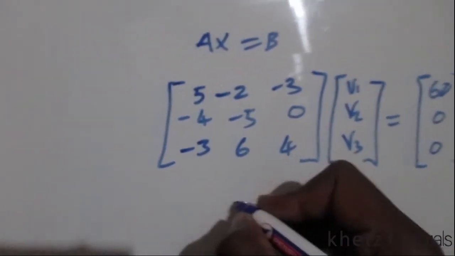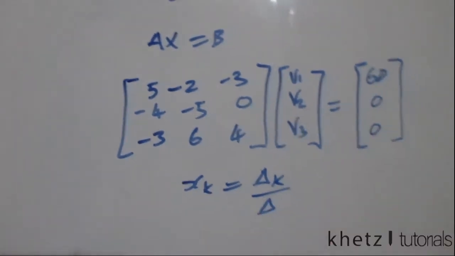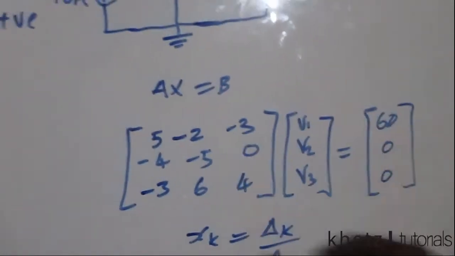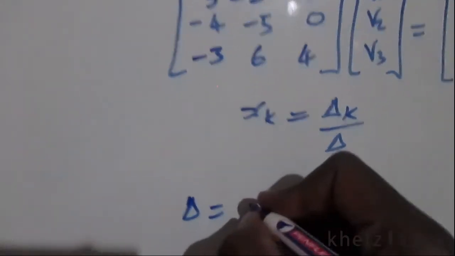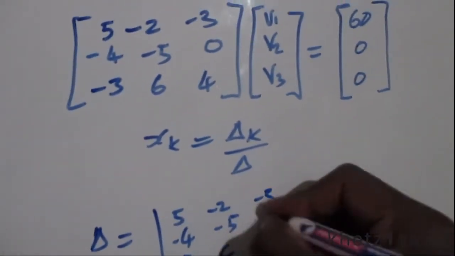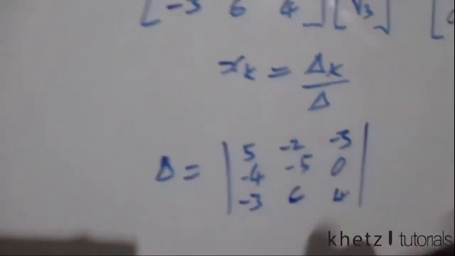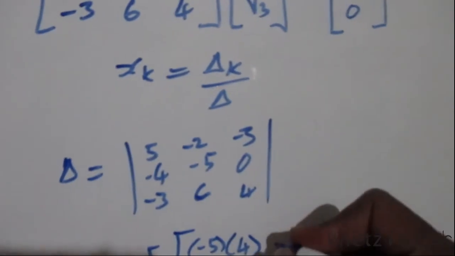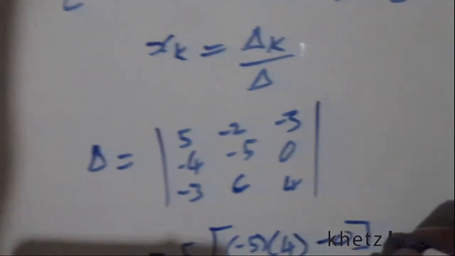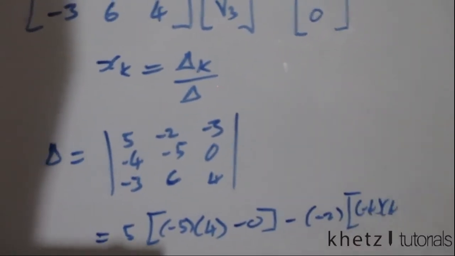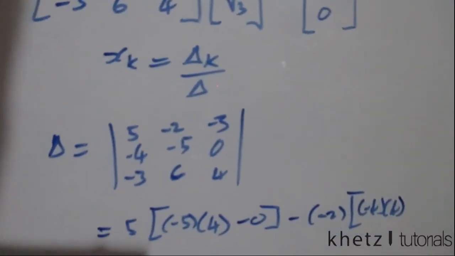As Cramer's rule says, xk equals delta k divided by delta. So let's find delta, which is the determinant of the A matrix. Delta equals the determinant of 5, -2, -3, -4, -5, 0, -3, 6, 4. Expanding, we have 5 multiplied by -5, 4, minus 0, and then minus 2 multiplied by -4 multiplied by 4 minus 0.